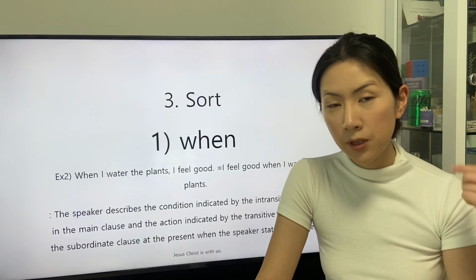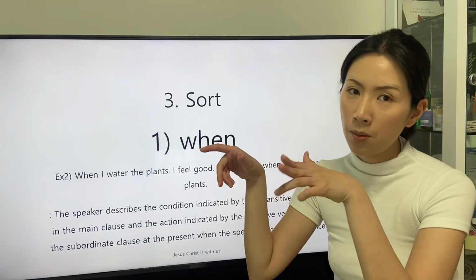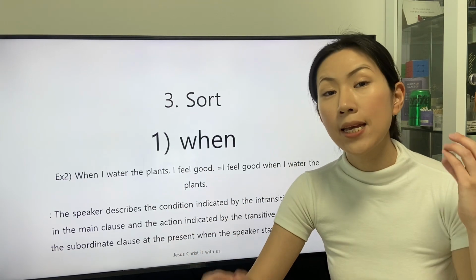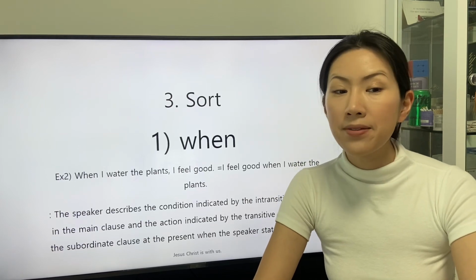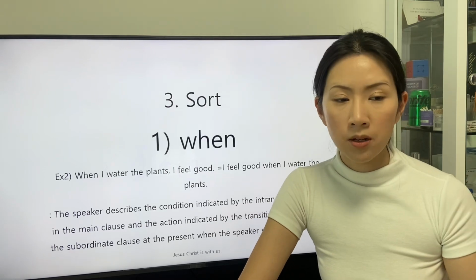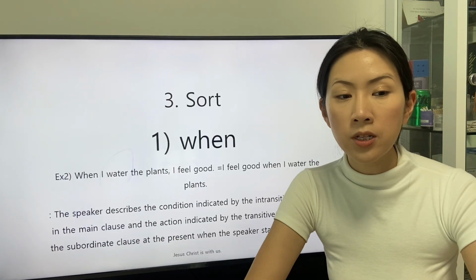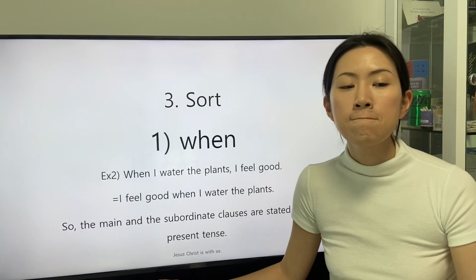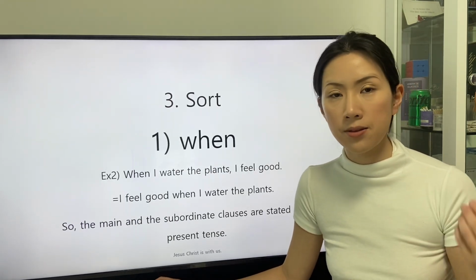This can be appreciated from the concurrency between the subordinate clause and the main clause linked by the conjunctive adverb when. The speaker describes the condition indicated by the intransitive verb feel in the main clause and the action indicated by the transitive verb water in the subordinate clause at the present when the speaker states the sentence. So the main and the subordinate clauses are stated in the present tense.